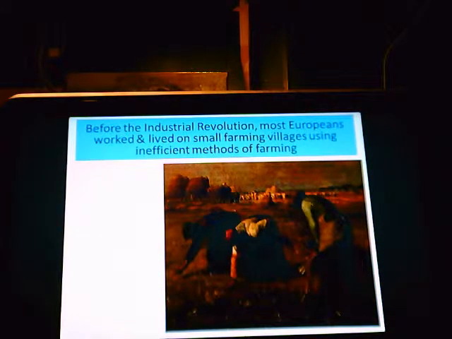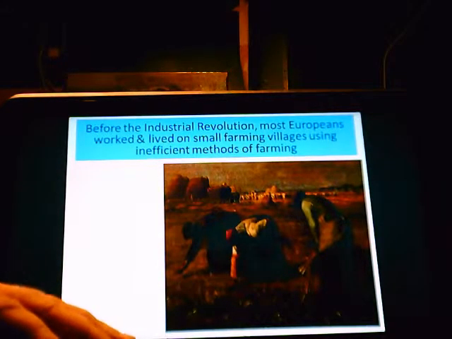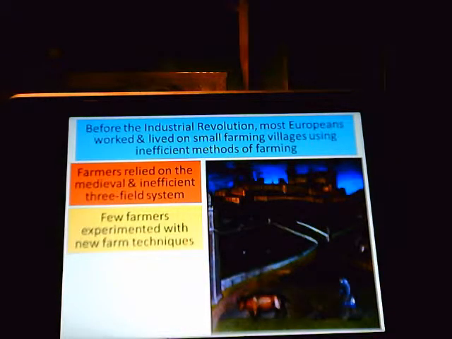Before the Industrial Revolution, most Europeans worked and lived on small farming villages using inefficient methods of farming. They mostly farmed by hand. They didn't have a lot of tools. They didn't have a lot of machinery. They relied on the medieval and inefficient three-field system. Few farmers experimented with new farm techniques.